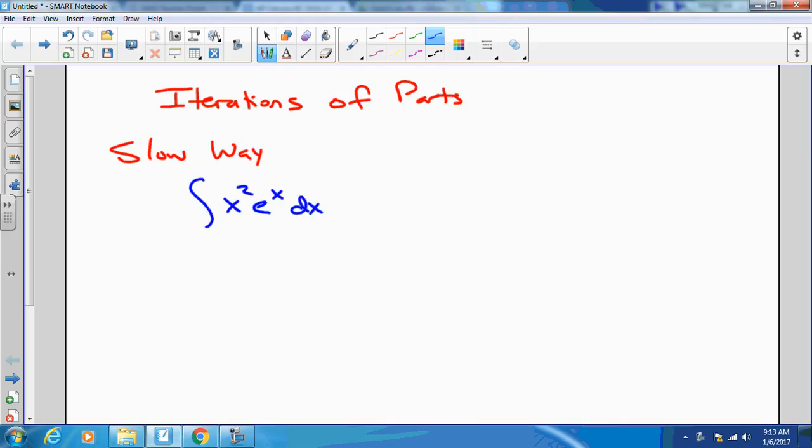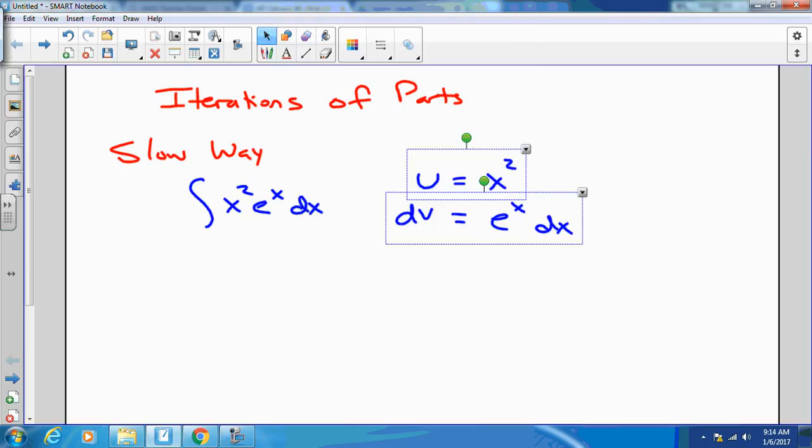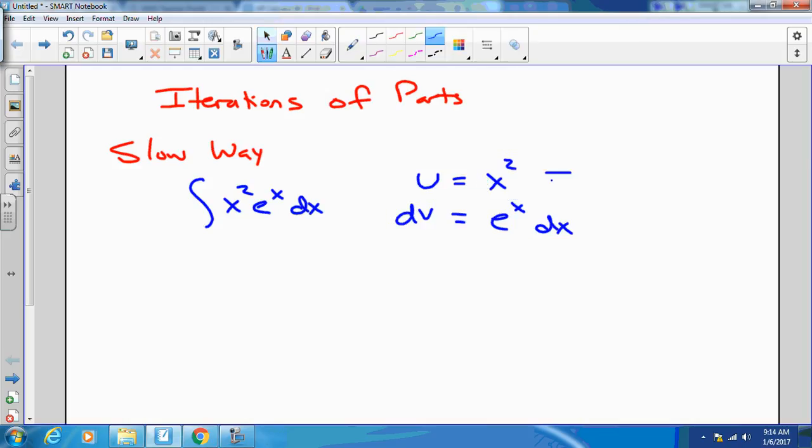Identify a good u and a good dv for me. X squared. Give me the full sentence. U equals x squared and dv equals e to the x dx. There we go. Okay, good. And so now do the computations. du equals 2x dx. And v equals e to the x.